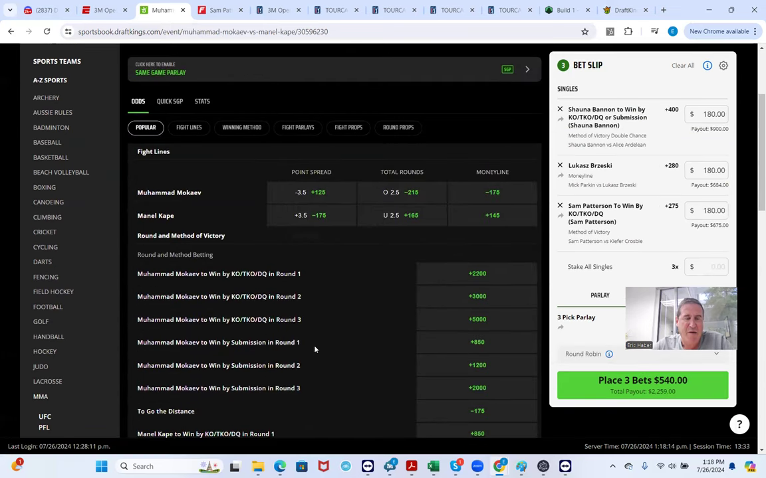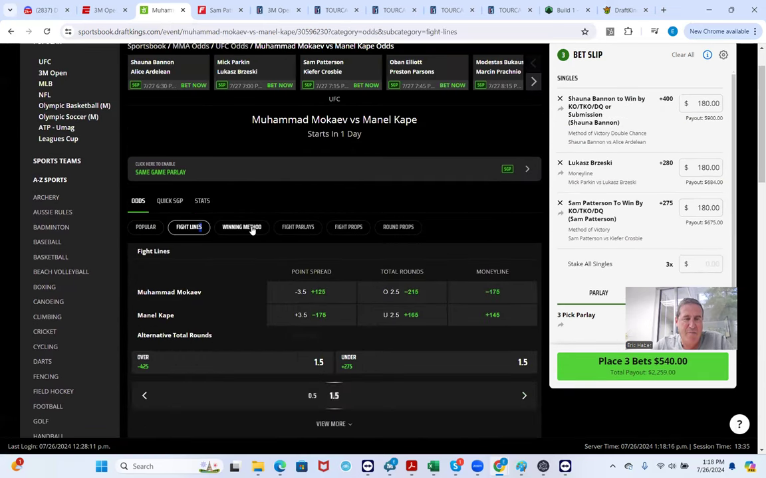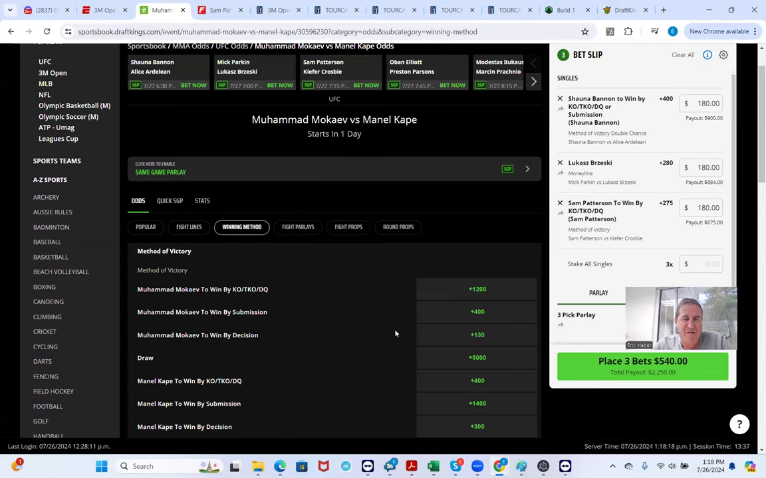So let's take a look at some of these odds and see what we can actually figure out. All right, Makaev. Let's see what these are anyway. Makaev by sub is plus 400. Seems pretty reasonable. Makaev by decision plus 130. Makaev by KO. Oh my God. He just throws no strikes. It's just never going to happen.